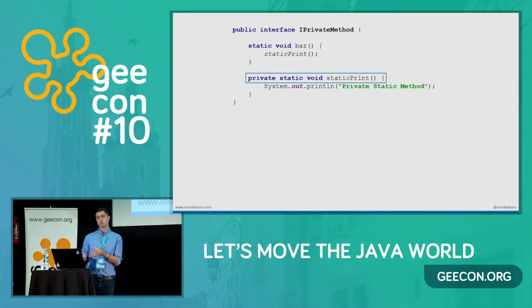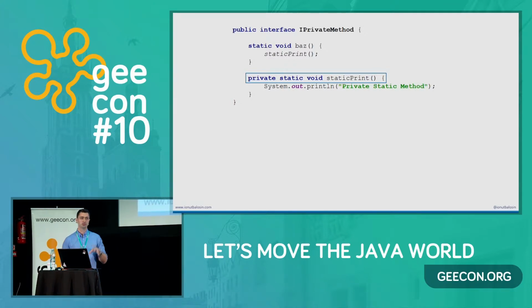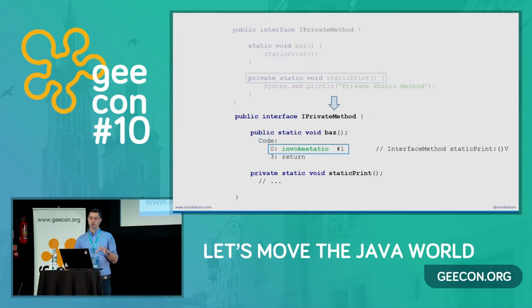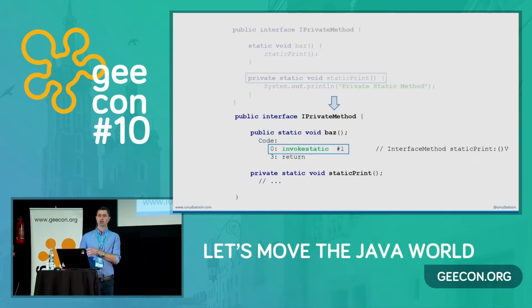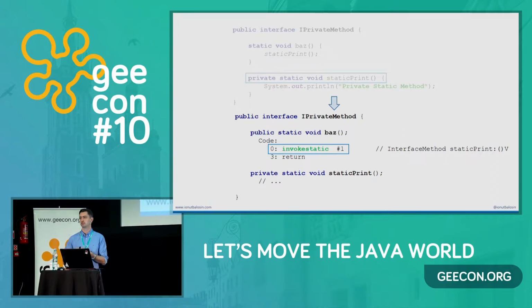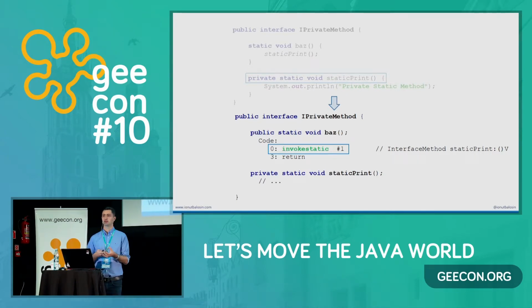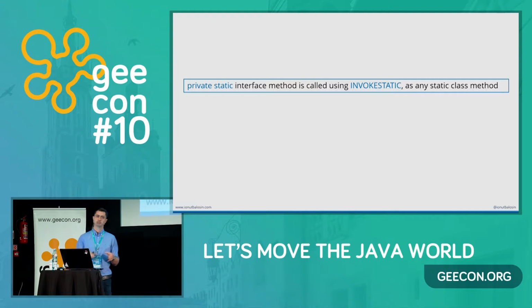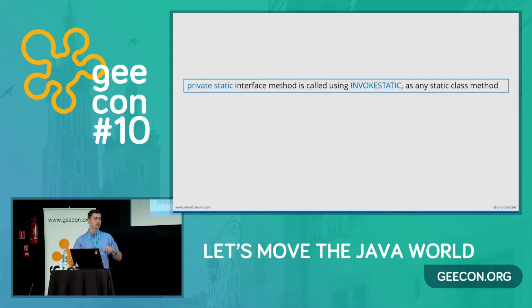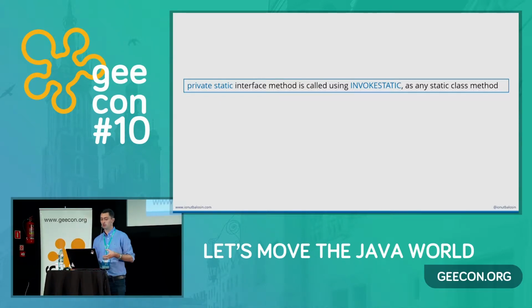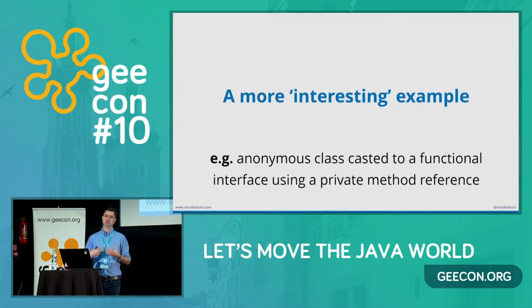If we compile, decompile and zoom into the bytecode, we will see the invokestatic call. Invokestatic is the same way of calling any other static method. Again, there is no specific behavior or opcode added for these private interface methods. These are the principles, but now let's study a more interesting example.